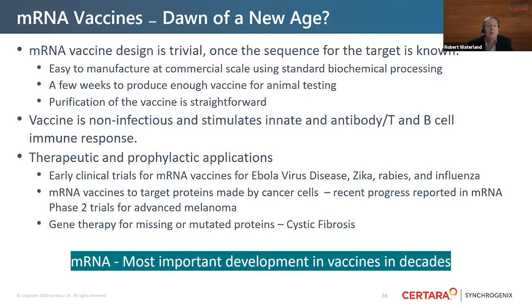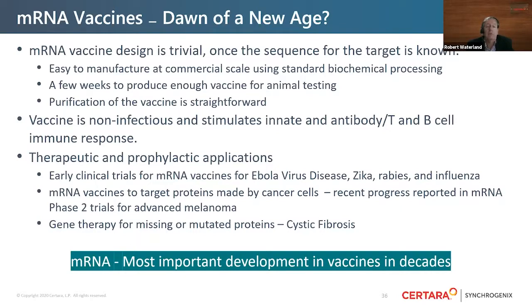Once you have the target, the sequence for the target, let's say in COVID, it was the Chinese publishing of the DNA sequence for the target. It was very easy to design. In fact, it took 2 or 3 hours. So if you wanted to design a COVID vaccine for a new variant, you can design it very, very quickly. Most importantly, they are extremely easy to manufacture at commercial scale.